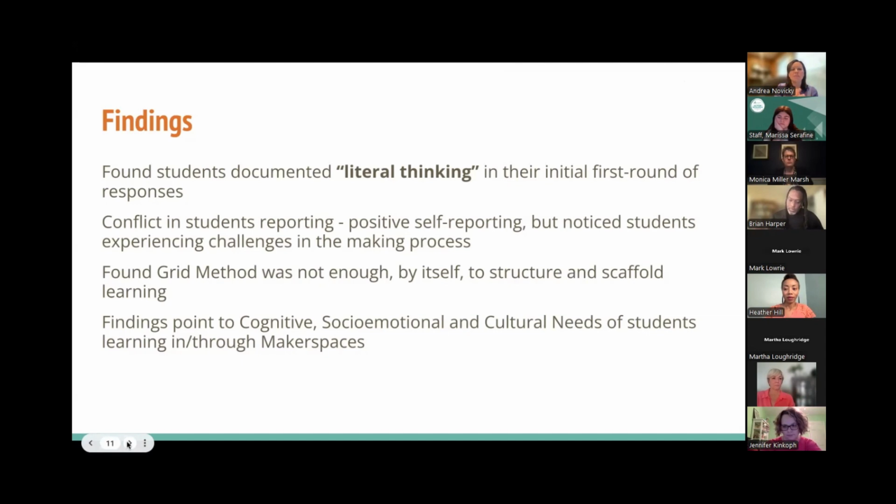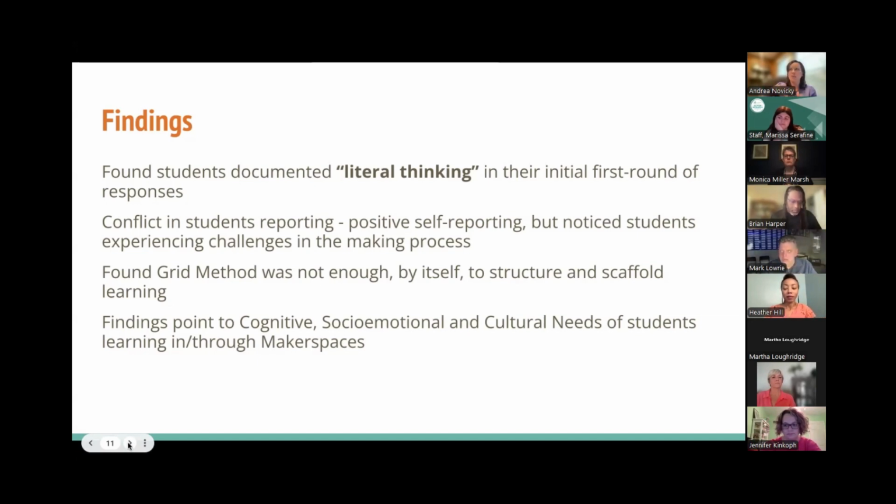There was some positive self-reporting, and by the end they were starting to not only embrace, but share their experiences in terms of challenges in the making process. At the end, the grid method was not enough by itself. While it's a good structural piece, it's not enough to fully scaffold the learning.